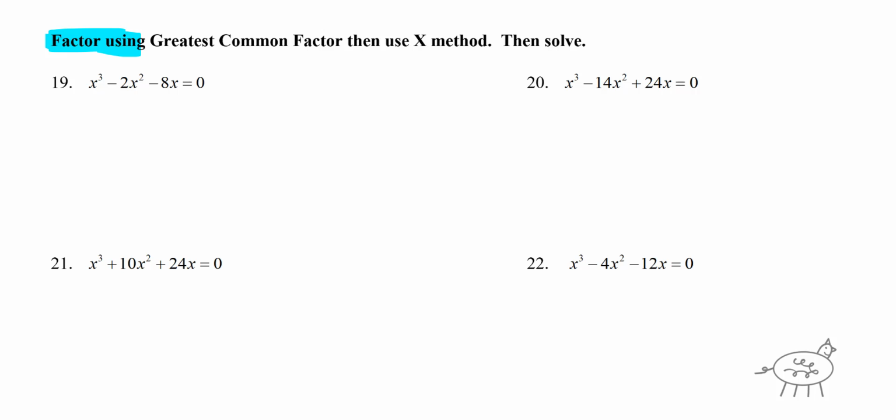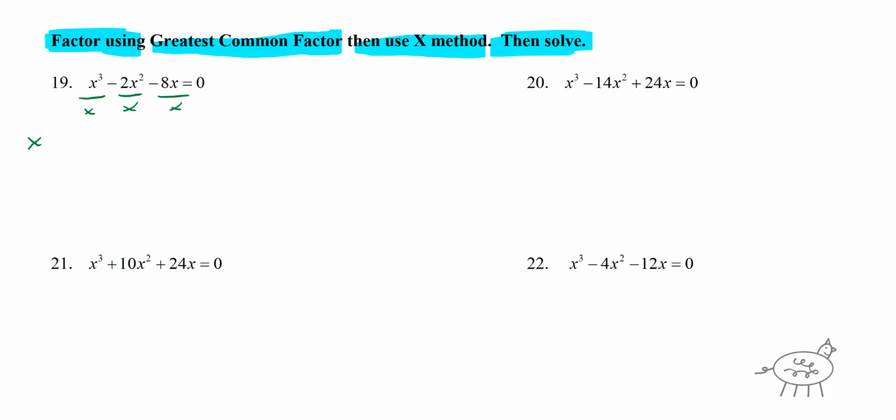So you're going to factor using greatest common factor and then use the X method. Okay, we've done these problems before where you factor something out first and then you use the X method. And then of course you're going to solve after that. It's the most complicated of them because you had the most stuff to do here, but it's really not bad. For all these problems, you're going to factor out an X. There's nothing fancy about greatest common factor. You're going to factor out an X.